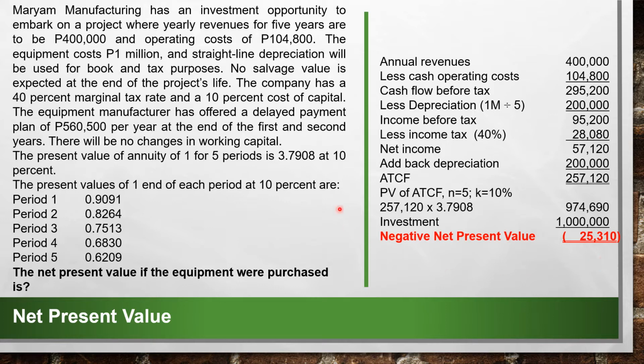Therefore, all the benefits for this project would amount only to 974,690, and that is to be recovered over 5 years. And our investment today will be 1 million. So what is the sense of pursuing this project? Therefore, we reject this project because it has a negative net present value.